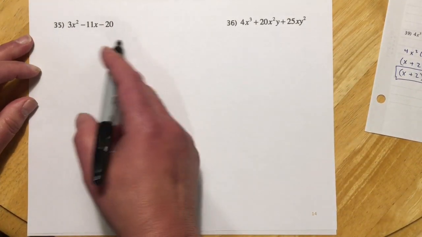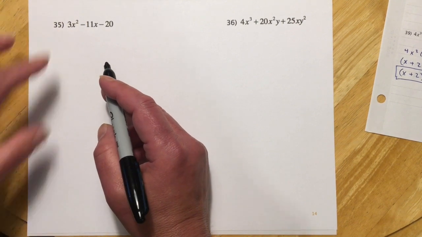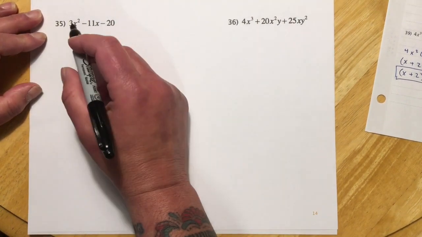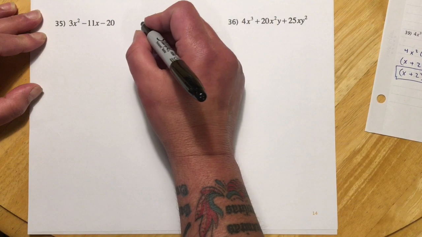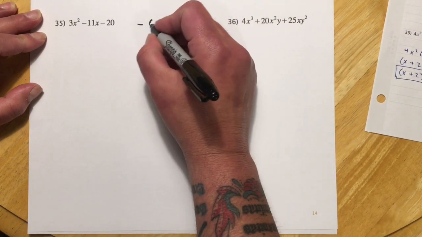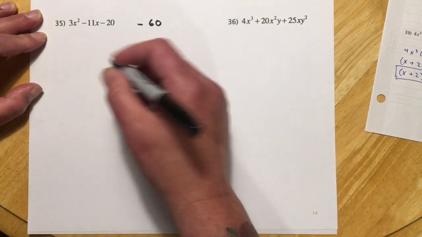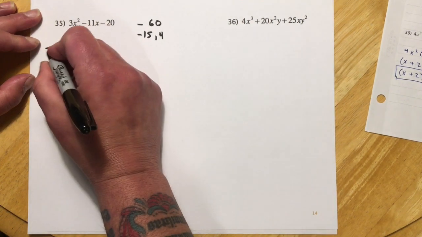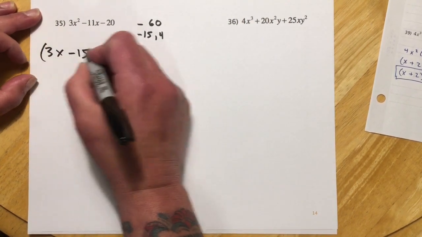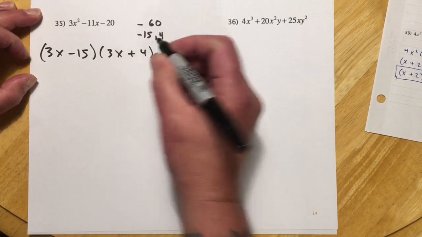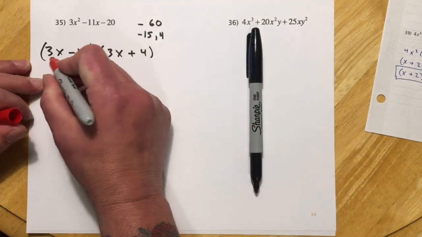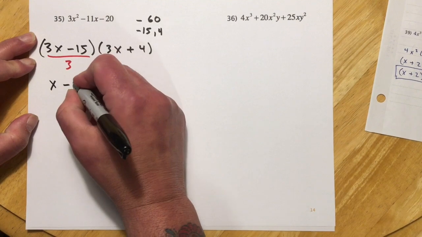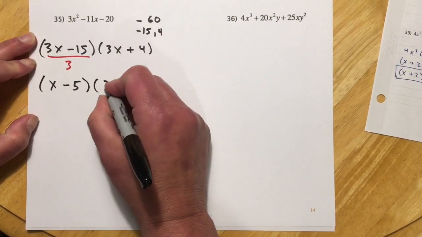Okay, next we got 3 terms, and it does not lead with a 1, and it does not have squares on the ends. So that means we're in section 5.3, so magic. 3 times negative 20, so that is negative 60. And we need 2 numbers that multiply to negative 60 and add to be negative 11, so it's going to be negative 15 and positive 4. So then we do our 3x minus 15 and 3x plus 4, and we divide out that extra 3 right there. x minus 5.